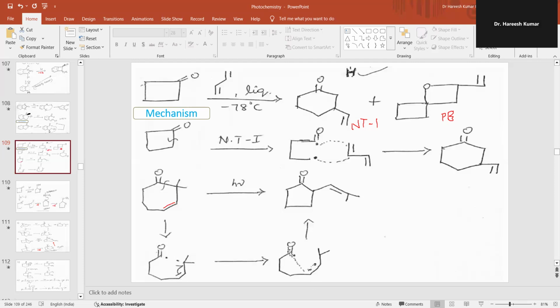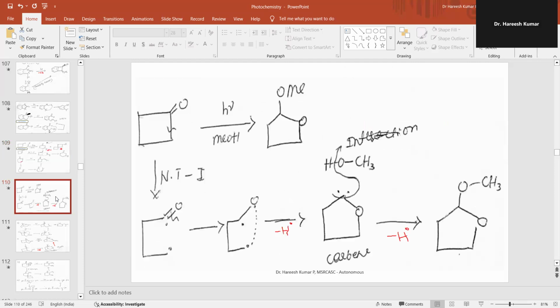This radical undergoes cyclization, forming a 5-membered cyclic ketone with the vinyl group as a substituent. This is how the 7-membered ketone is converted into a 5-membered ketone with the vinyl as the substituent. I will take one more example.